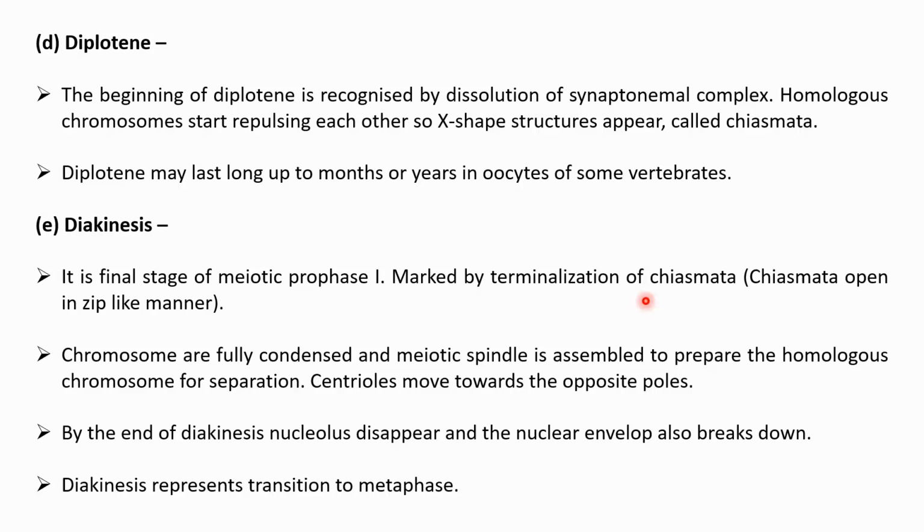Centrioles start moving towards the opposite poles so that they can facilitate the separation of the homologous chromosomes. By the end of diakinesis, the nucleolus disappears, the nuclear envelope also breaks down, and diakinesis represents the transition to metaphase. So basically, diakinesis is the stage where the preparation for the separation of the homologous chromosomes takes place.